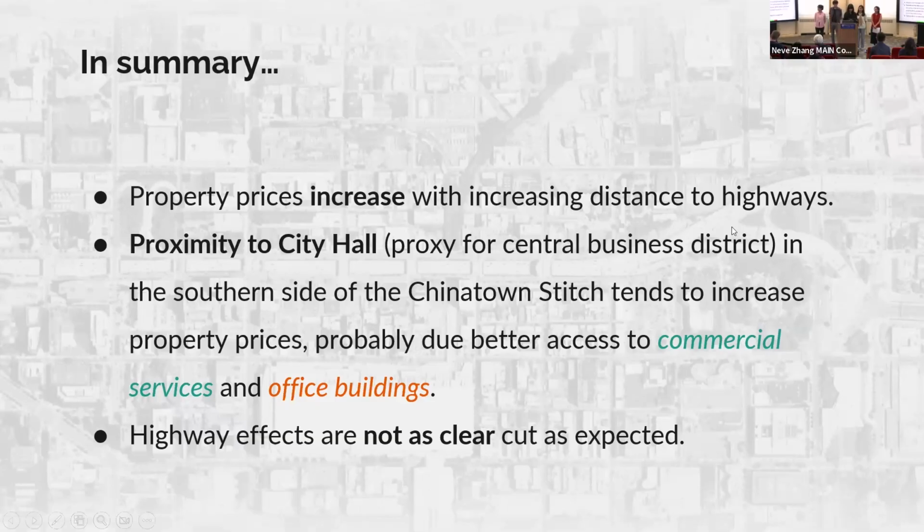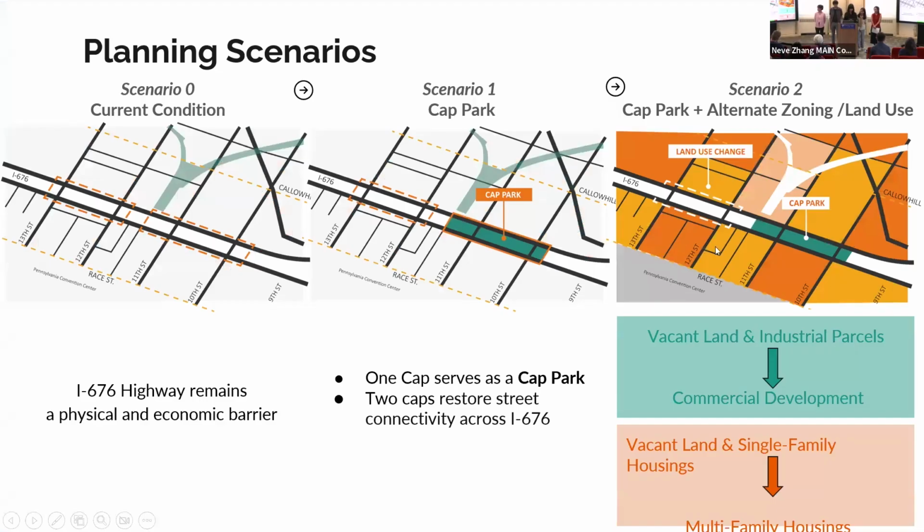Now, let's work through the scenarios we modeled to understand how different interventions might shape the future of Chinatown. So scenario 0, as we've seen, is our current condition where nothing changes. The highway remains a physical and economic barrier dividing north and south Chinatown. A persistent pattern of spatial imbalances and property value exists.